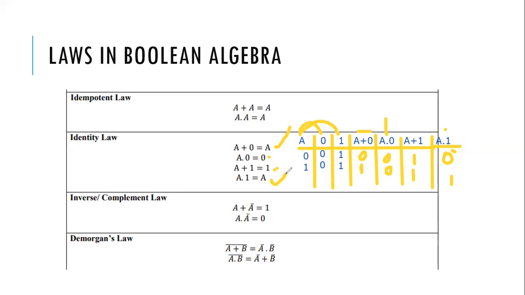So then I have explained the idempotent law. That is A plus A is A, A into A is A. Identity law is A plus 0 is A, A into 0 is 0. A plus 1 is 1, A into 1 is A. Is that clear? The laws and the proof?